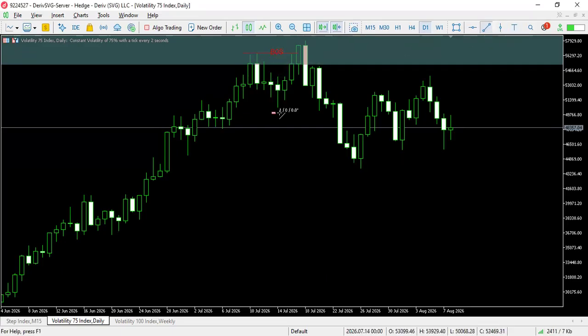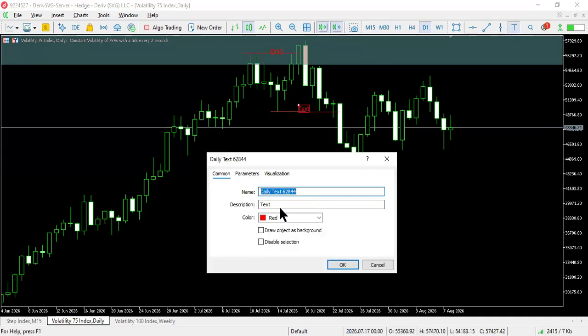And then we have a change of character here to indicate this uptrend is over now. The sellers are stepping into the market because structure is now changing. We're forming higher highs and higher lows, and then now we are forming lower lows and lower highs. So that is a change of character.